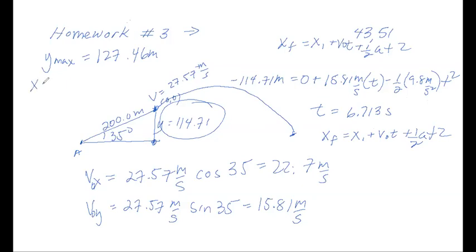So x equals 200 meters times cos 35. So what is that? On clear. Cos 35 times 200 equals 163. So x final equals 163 meters plus v naught, which is going to be 22.7 meters per second, times t, which is 6.713 seconds. And then we don't have an acceleration in that direction.